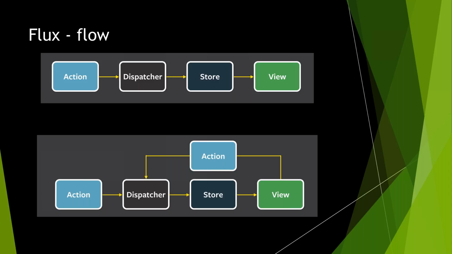Flux architecture is provided so that you can handle passing data from one component to another component. How it works is, as I told you, there is a store, which is a central data model class, and then there is a dispatcher.